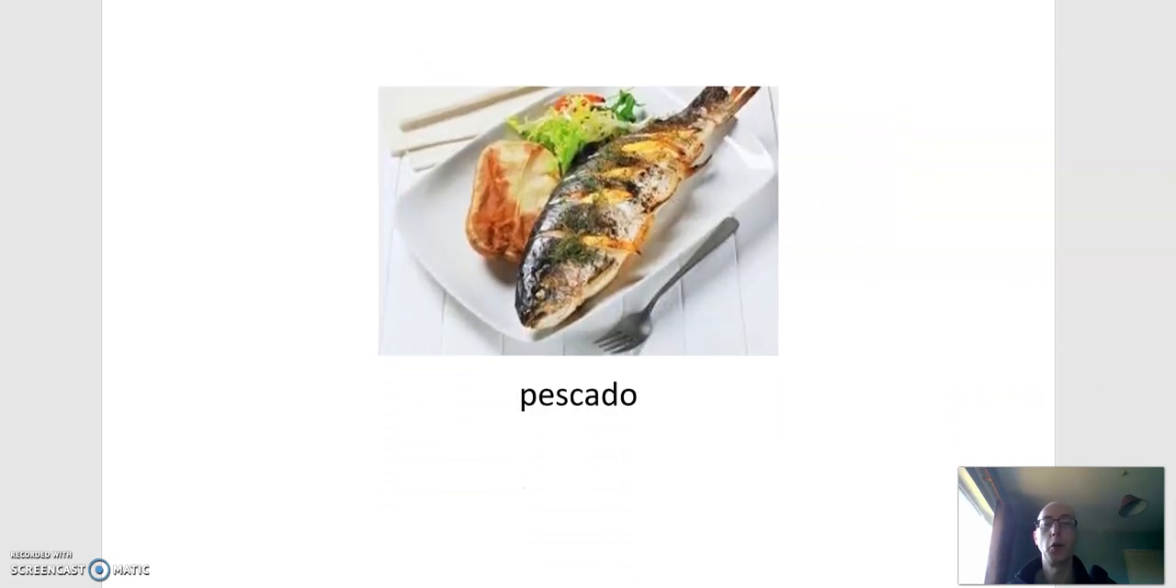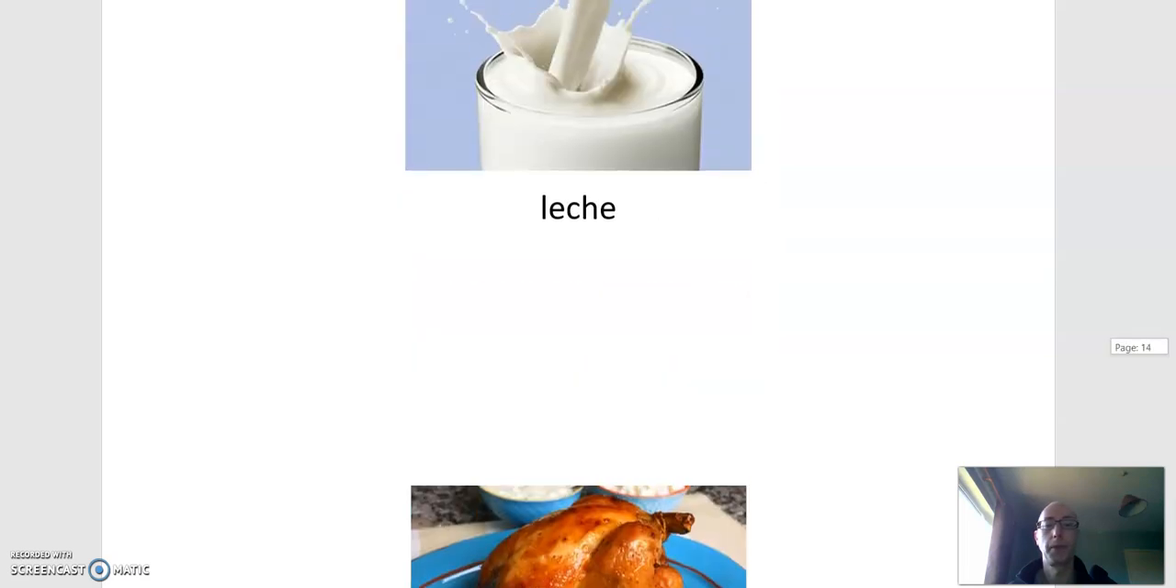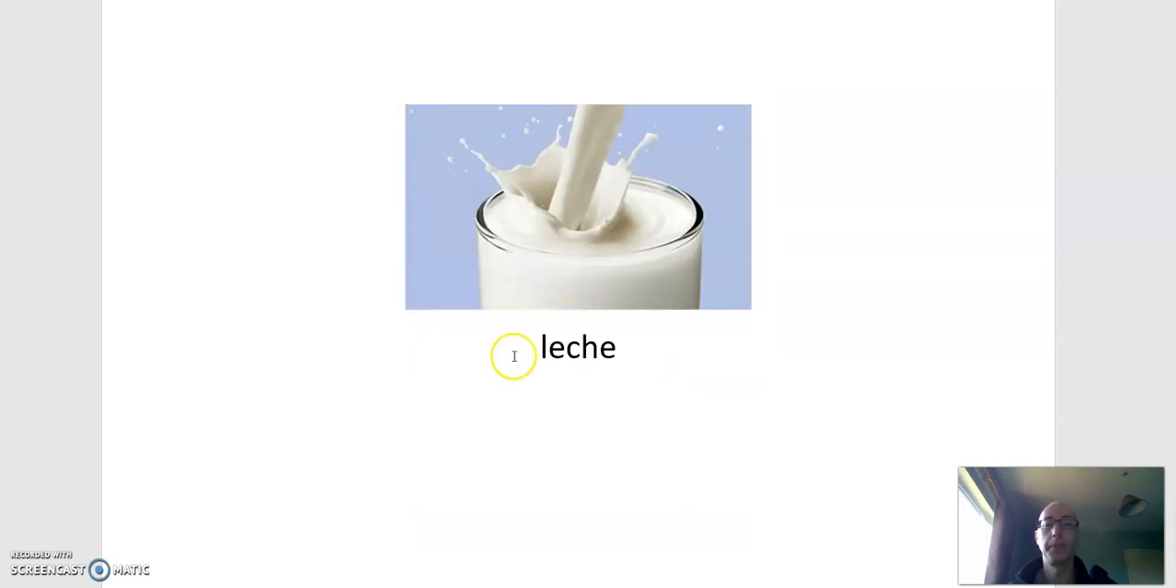Pescado. So now we have an O at the end. What does that mean? El pescado. Leche, again, it's got an E. So some nouns have E's at the end. No O or A, so it doesn't give us a clue as to its gender. You just have to learn it. La leche. It's la leche.